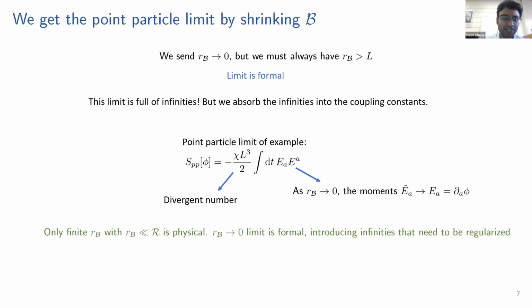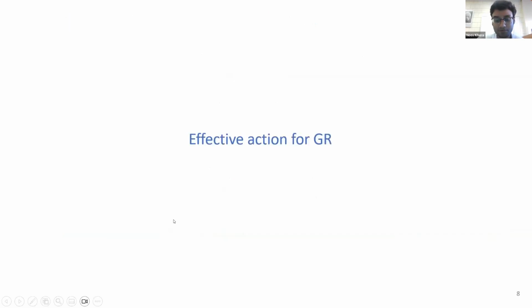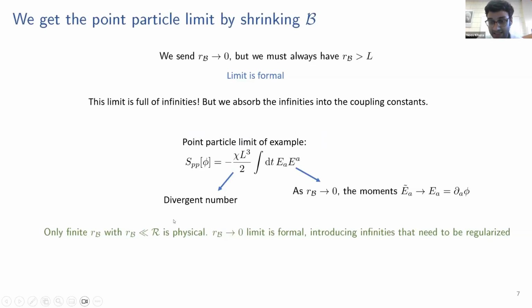Again, I want to stress that the effective action is only truly well defined for finite world tubes, not for a world line. This point particle limit is formal. However, it is still very useful for calculations. So we would still like to take this limit, even though it doesn't make very much sense.